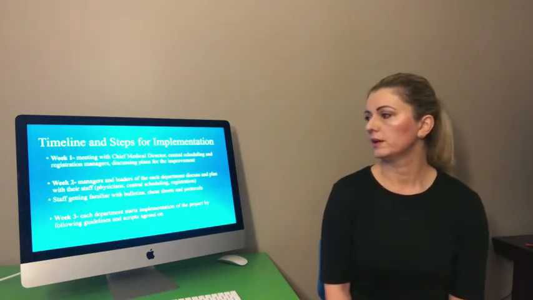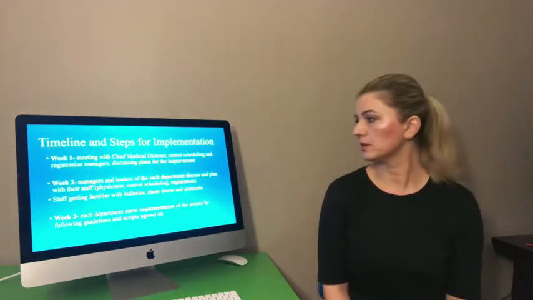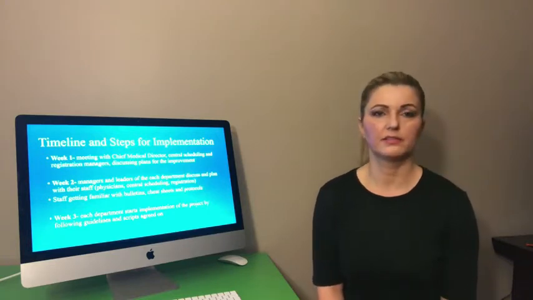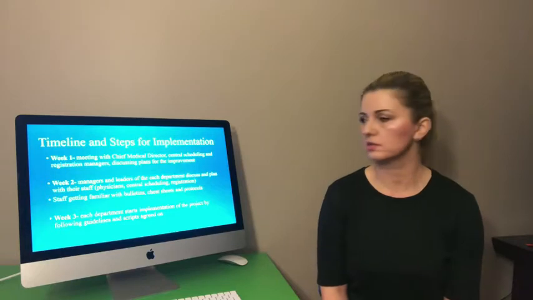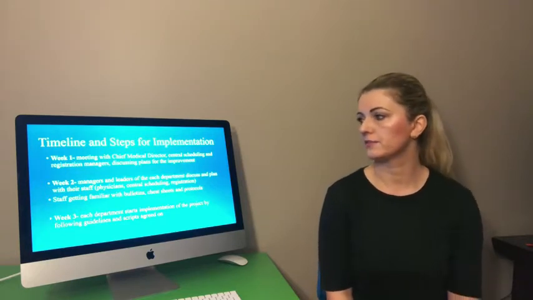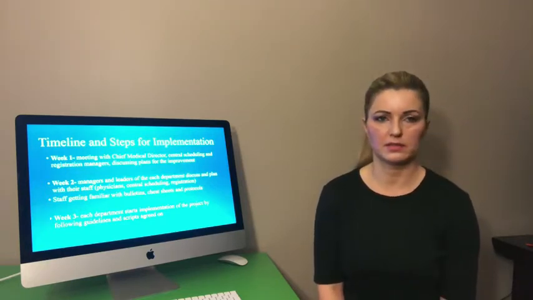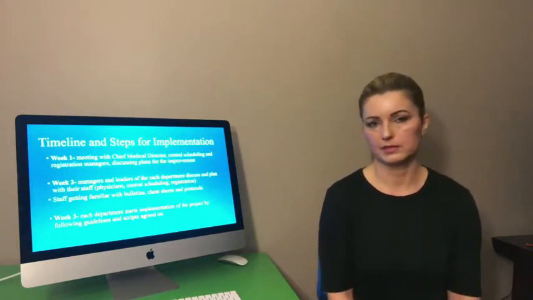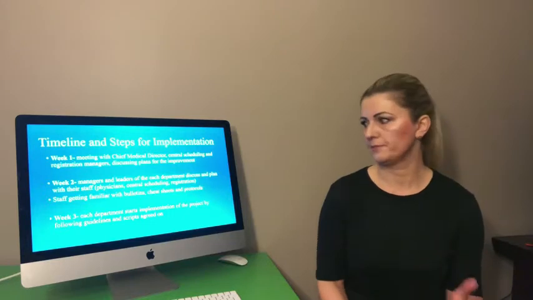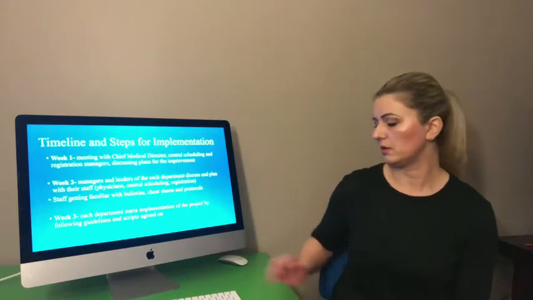Week 2, managers and leaders of each department are going to discuss and plan with their staff, and they're going to distribute those guidelines and pamphlets and cheat sheets. And staff is going to get familiar with those bulletins and everything. And in week 3, each department is going to start implementing these new changes and everything that we agreed upon.